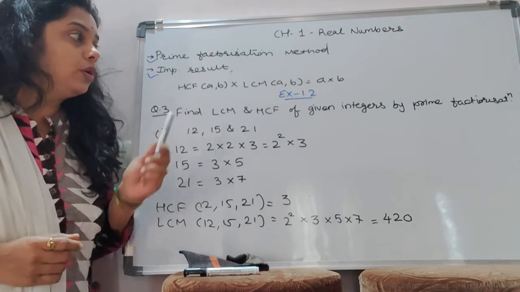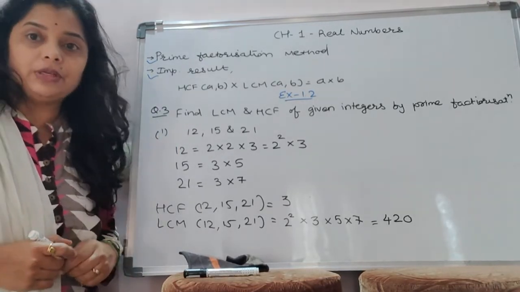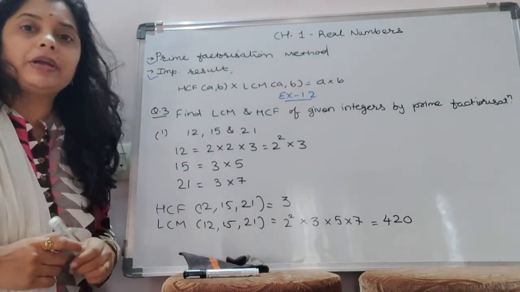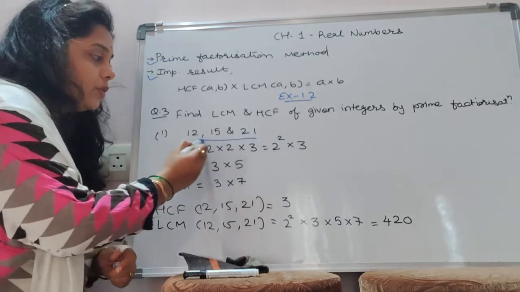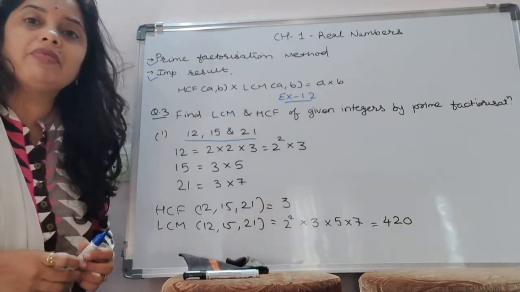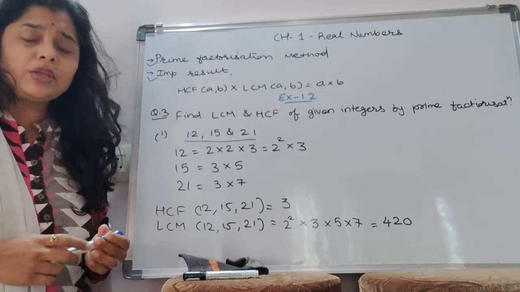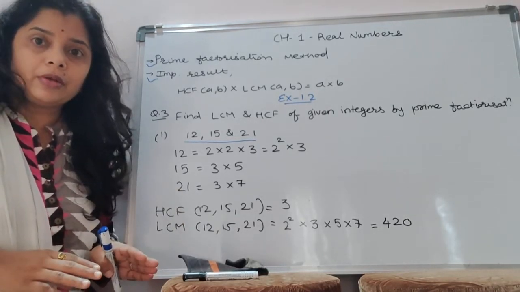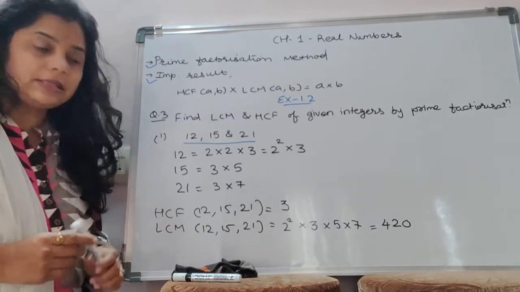Now we will continue with exercise 1.2 and question number 3. In question 3, we again have to find the LCM and HCF, but here three positive integers are given and we use the same method, the prime factorization method. All the steps are the same. I have already done the sum, so you can see it.